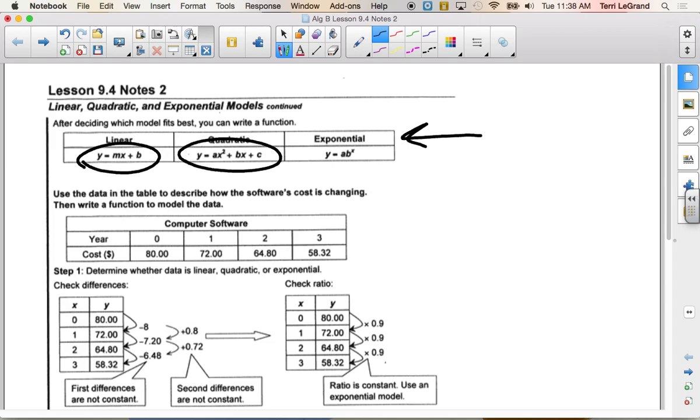And then, do you remember, we identified what is c in there? What does c tell us in the quadratic model? We're crossing the y-axis, the y-intercept. Just like the b in the linear model is telling us where it's crossing the y-axis. So that would mean x is equal to what then? 0.